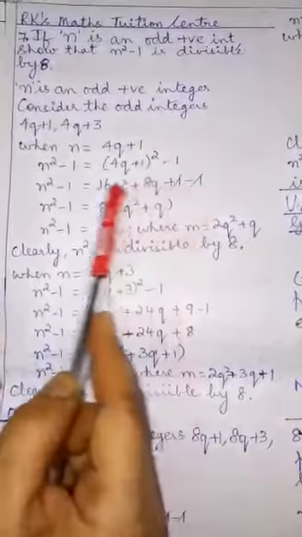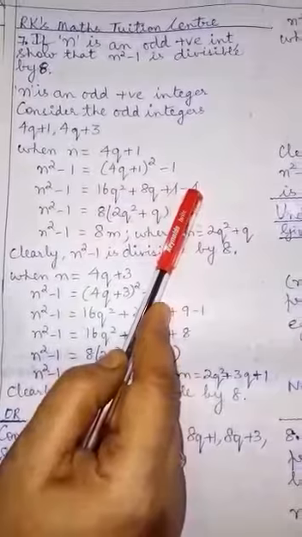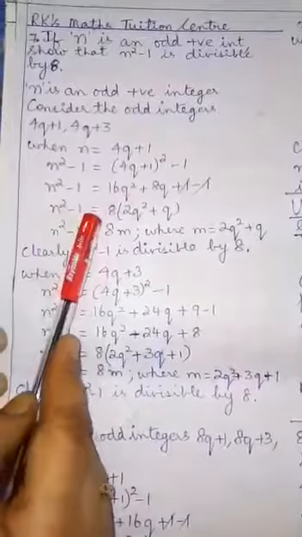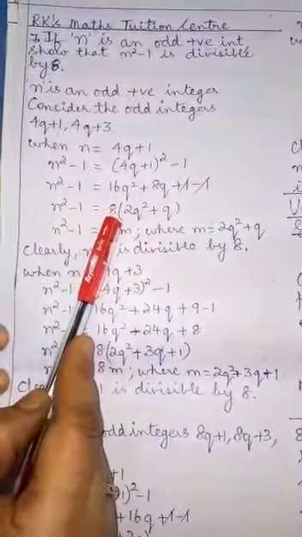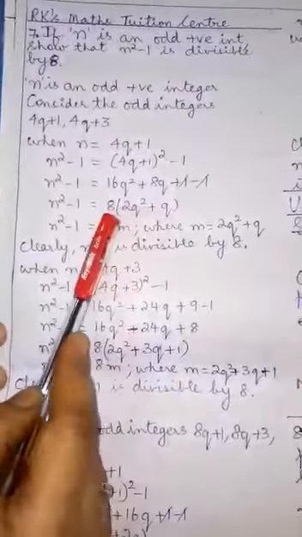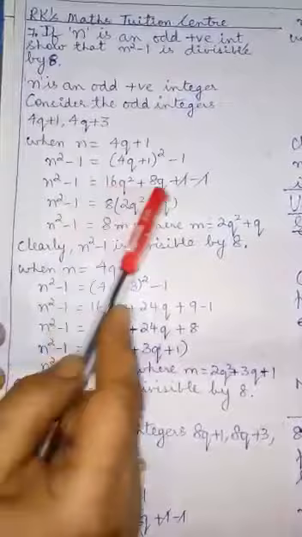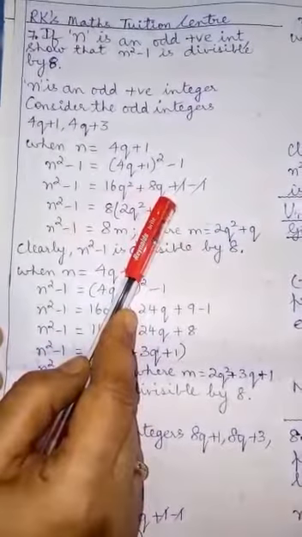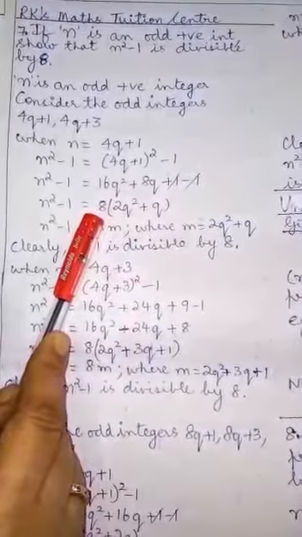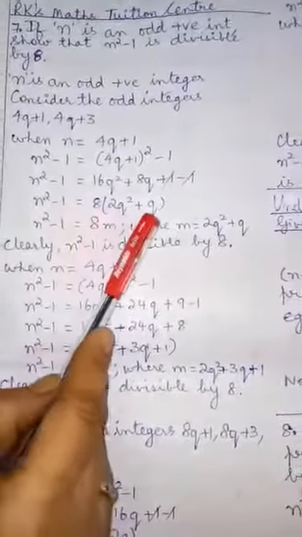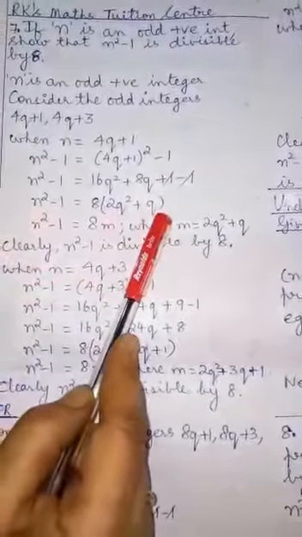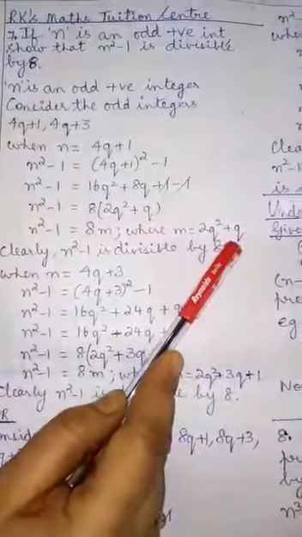Now we need to show that this expression is divisible by 8, which means we have to take out 8 common. So n square minus 1 is equal to 8 common, 8 of 2q square plus q. We don't have to bring out the HCF. The HCF of these two terms is 8q. It's sufficient if we take out 8 common. So we have 8 into 2q square plus q. Clearly n square minus 1 is in the form 8m, where m is equal to 2q square plus q.